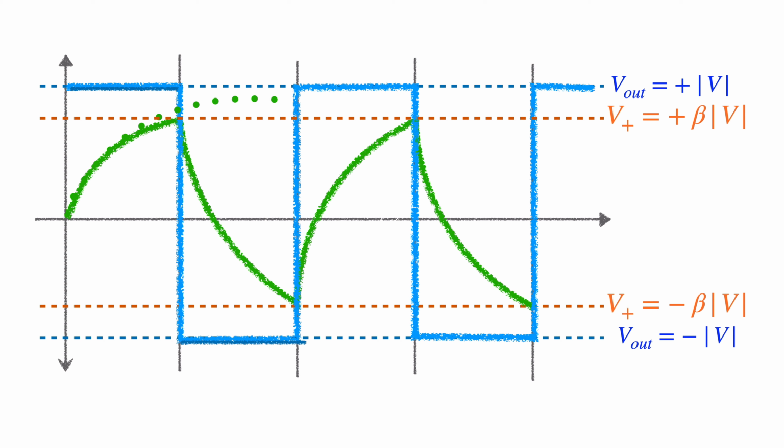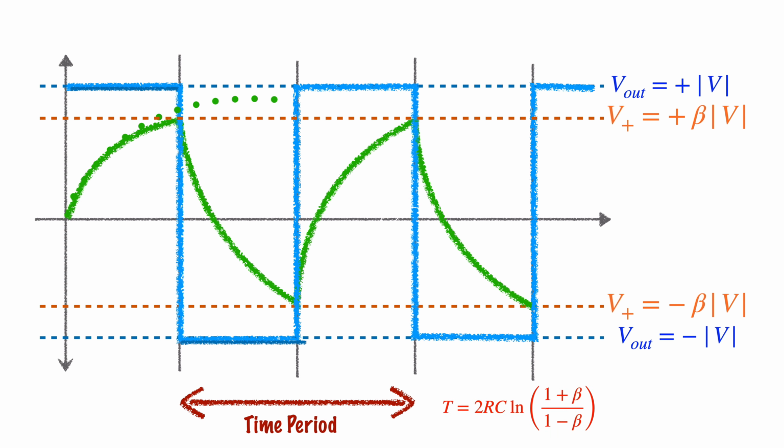So what is the time period of oscillation? It can be easily calculated from the two equations that I have given in the previous slide, and you can calculate that the time period will be twice RC ln of (1 plus beta) upon (1 minus beta), where beta was R1 upon R1 plus R2. Okay, thanks.